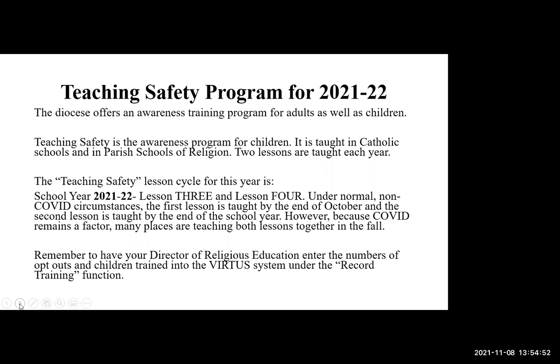So whichever lessons you're teaching in any given year, the first one, for example, this year, lesson 3 should have been taught by the end of October. Lesson 4, the second lesson for this year, would be taught by the end of the school year. A lot of people this year, because COVID has remained a factor to some extent, have just taught both of their lessons together in the fall. I know our schools are doing that, and some of our parishes are doing it as well. And so we support that.